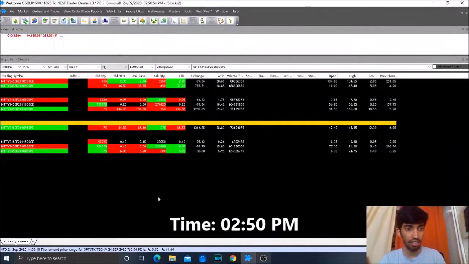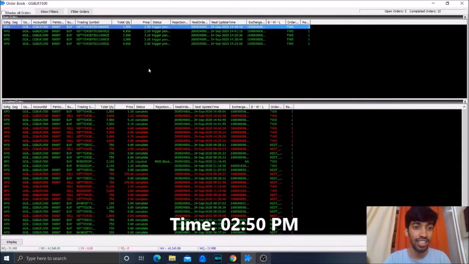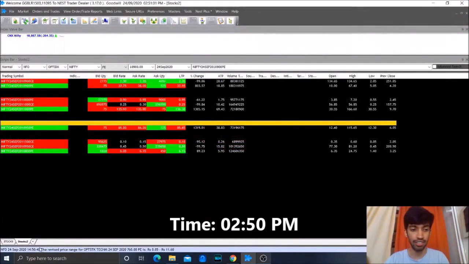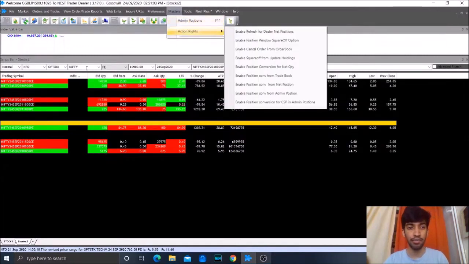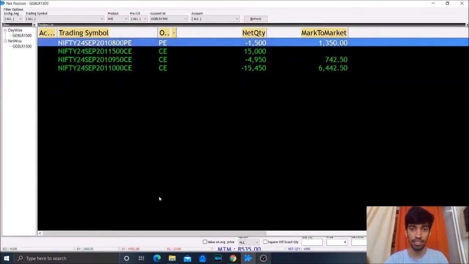We have kept a stop loss for PE at, sorry, I'll just take a look at that. 2.5. So 1,500 quantity we have kept at 2.5. So we'll still continue to monitor our net positions. 8,000 is our total profit today.